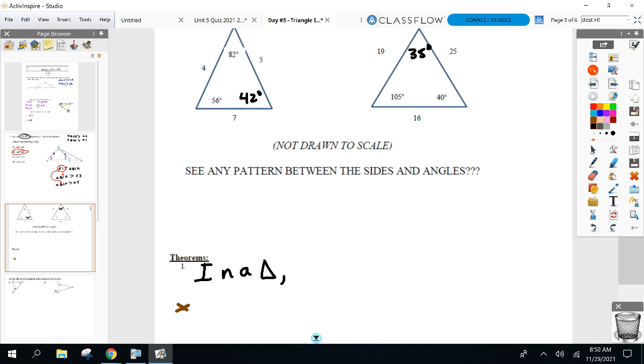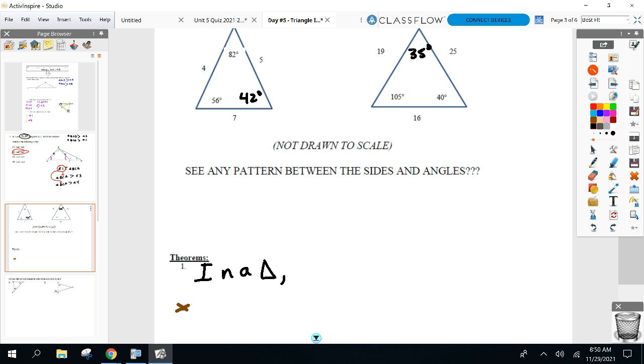Go ahead, Maddie. The two biggest sides form the smallest angle. That is true. I'm going to reword that a little bit. In any triangle, where's the biggest side located? That's only in a right triangle where I can use hypotenuse. In between the two smaller angles. Okay. That's a mouthful. I want to make it shorter.